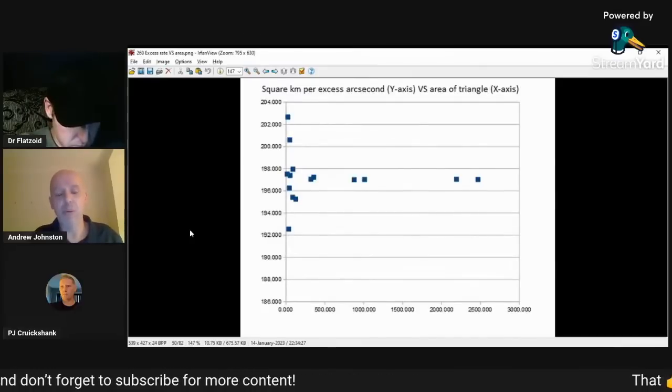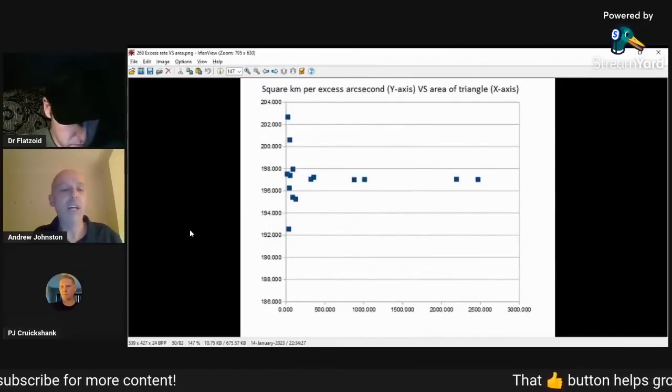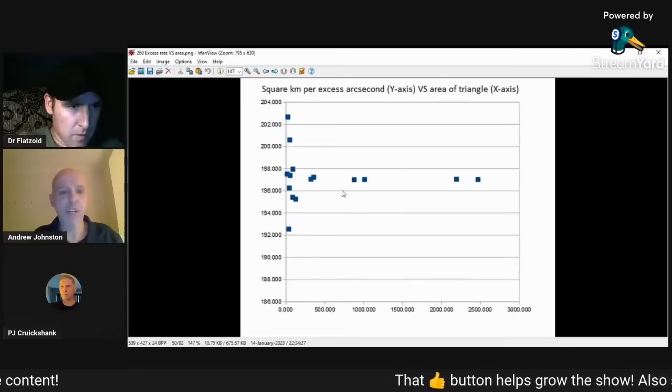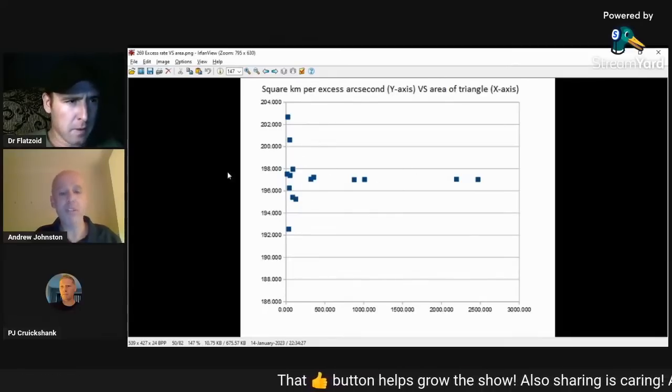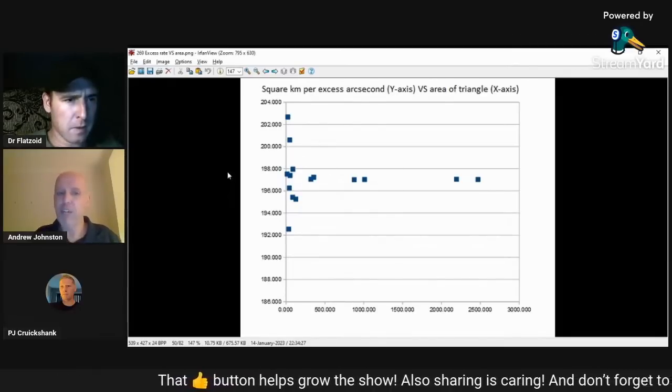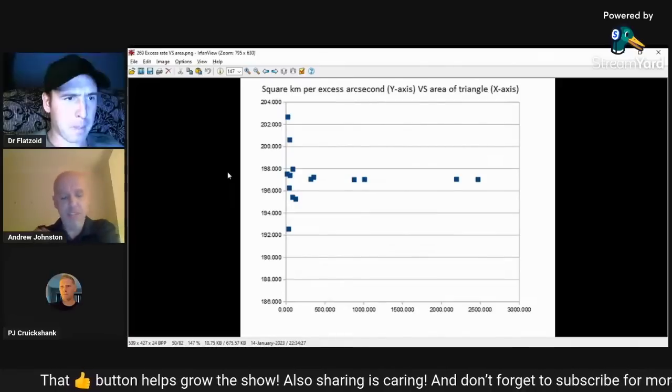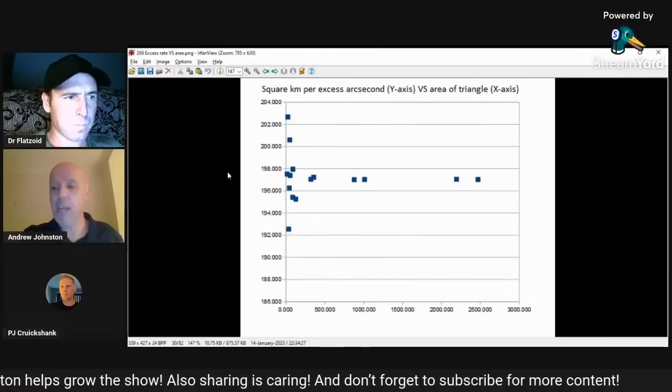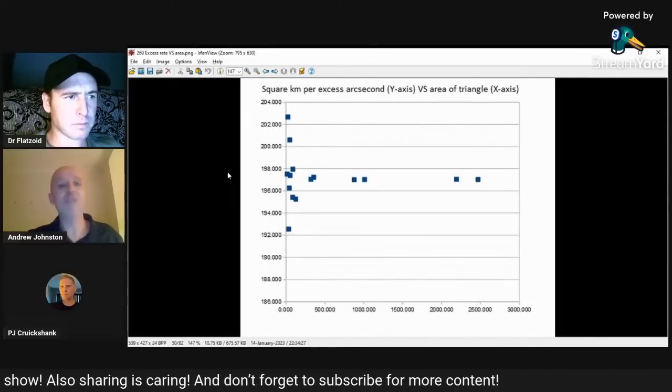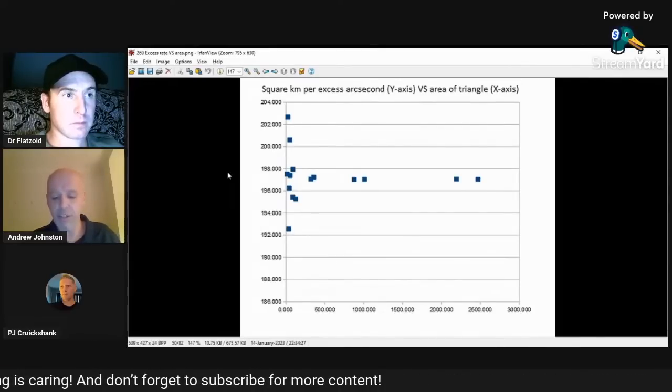excess per area, we find that maybe not for the large triangles, but again, on the left side, we see for some of these small triangles, there's a lot of variation in the rate of excess. The amount of excess per area of triangle, and we see that there's a lot of variation.